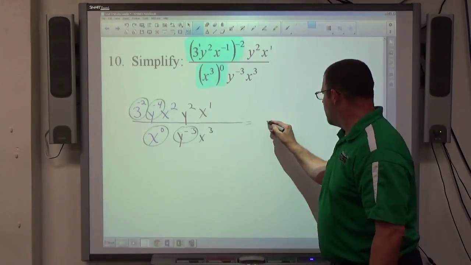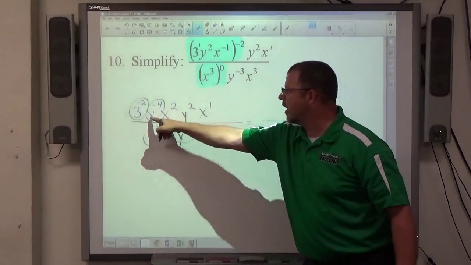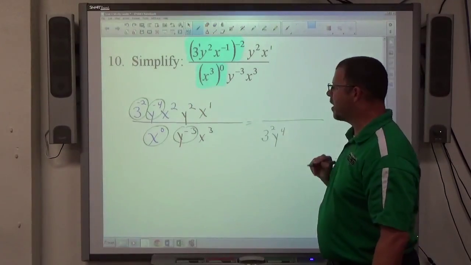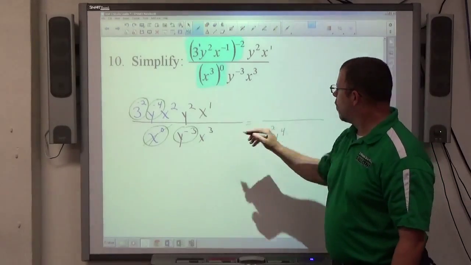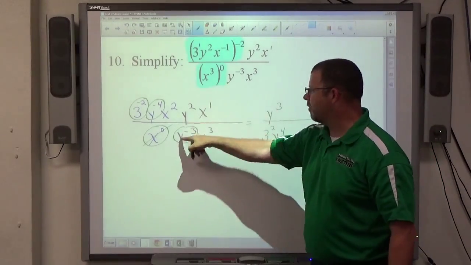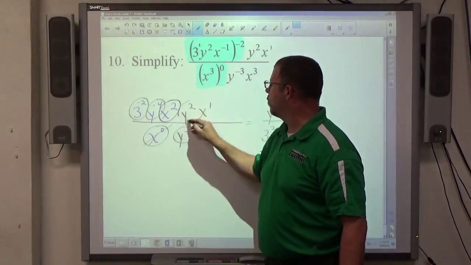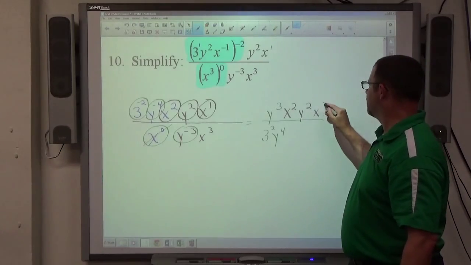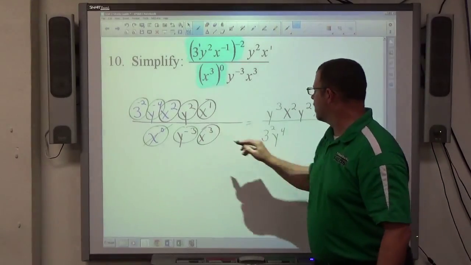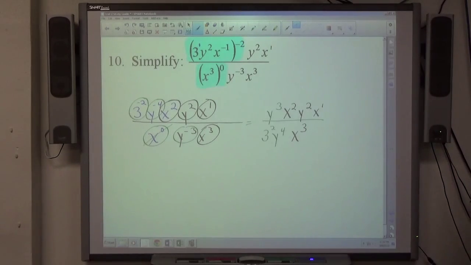So 3 to the minus second on top means 3 squared belongs on the bottom. Y to the negative fourth on top means y to the fourth belongs on the bottom. X to the 0 power equals 1 times other stuff, doesn't matter. Y to the third power belongs on top to account for the y to the negative third power. Everything else here, x squared, y squared, and x on top, stay x squared, y squared, and x to the first on top. X cubed stays on the bottom. Deal with all the negative powers, put everything where they belong.